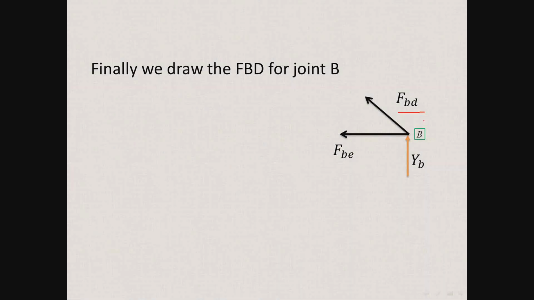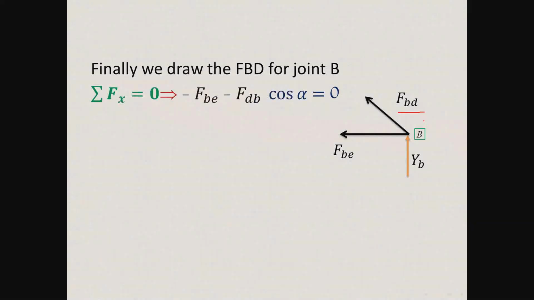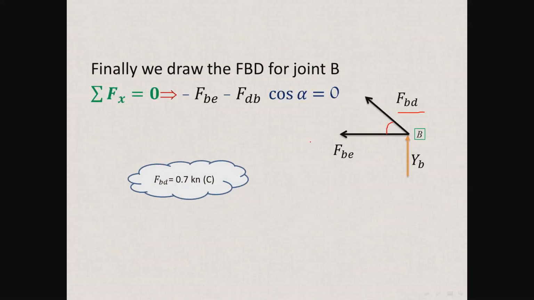Finally, we draw the free body diagram for joint B. This is the free body diagram for joint B. The only unknown is force BD. The sum of the forces in the x direction equals 0. So we have the x component of force BD, which equals minus FBD cosine alpha, and we also have minus FBE. Solving this equation, we can find that force BD equals 0.7 kilonewton, and the member is in compression.